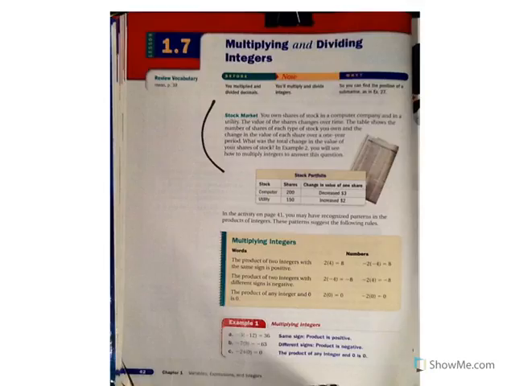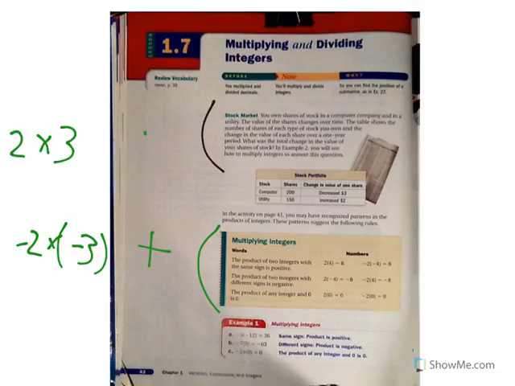The computer stock, 200 shares, decreased by $3 per share. Utility, 150 shares, increased by $2 per share. So the rules in terms of multiplying integers. If the signs are the same, so if I have -2 times -3, you end up with a positive. Just like, again, 2 times 3 is going to be a positive.